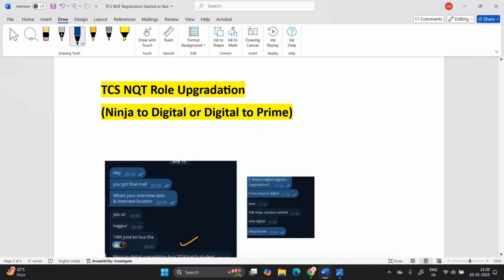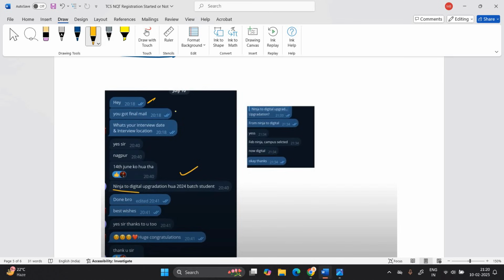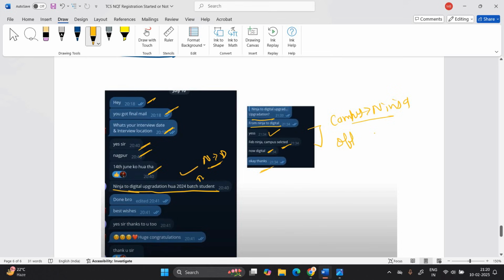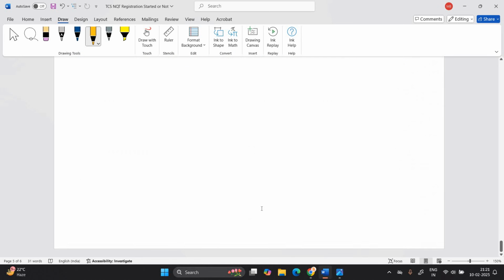Is there any way to upgrade your role, like Ninja to Digital or Digital to Prime? First of all, it is a 2024 batch candidate. They mention, hey, you got the final mail, what's your interview date and location? Yes sir, Nagpur, it was on 14 June, Ninja to Digital upgradation has happened for a 24 batch student. So the candidate mentions Ninja to Digital upgradation has happened. Yes, in February Ninja was selected through campus, now Digital, okay, thanks. So the thing is, a candidate selected in Ninja through on campus, and now through off campus the candidate is selected for Digital. So it is a good opportunity, it is a good thing, they are allowing for the upgradation. But one most important point, again I am mentioning, it will totally depend on the TCS team, so you can understand that point, okay.